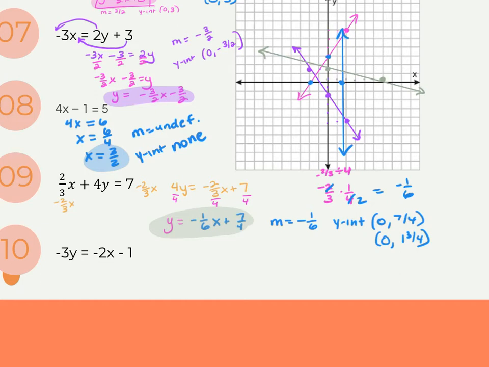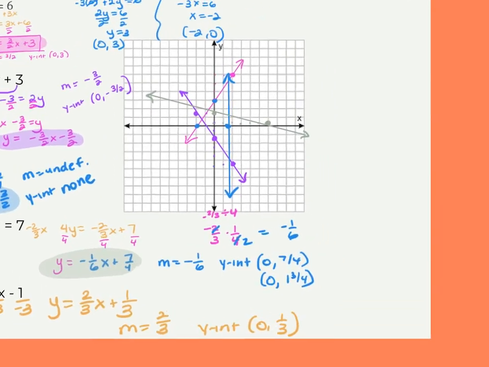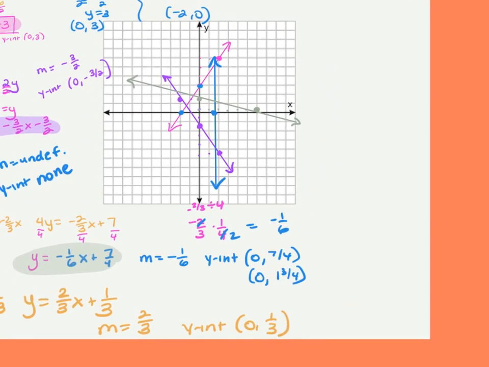All right, last one on this slide, I just have to divide by negative 3. So I get y equals 2/3 x plus 1/3. My slope is 2/3. My y-intercept is 0 and 1/3. So I go to 0, 1/3, plot a point, and I go up 2 and to the right 3.